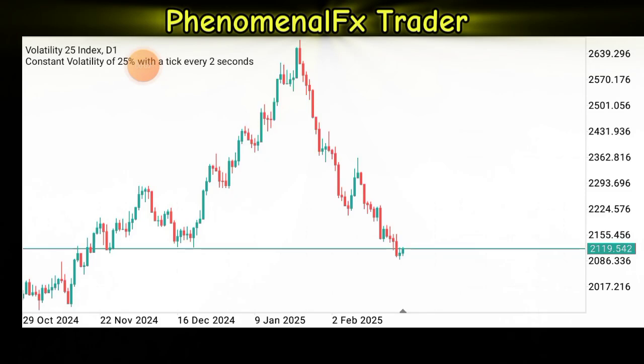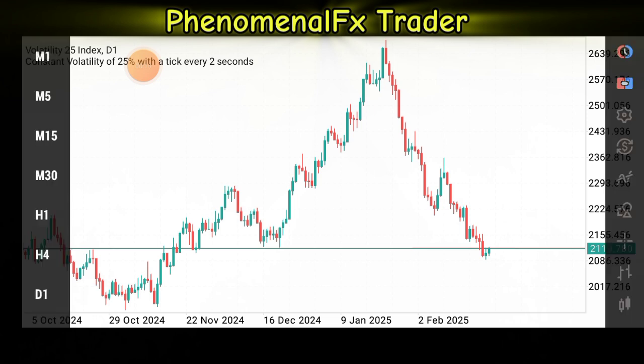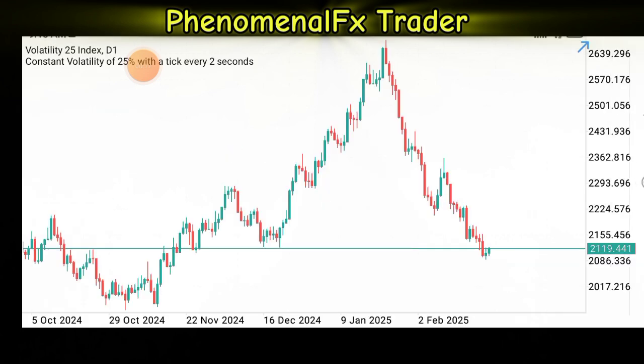Alright, so in today's video I want to show you guys a very high probability setup that you can use to make some profit on Volatility 25 index. The market has been selling, and if you've been following my analysis, you should be in some deep profit, or you must have made some nice profit from this particular bearish movement of V25 index.